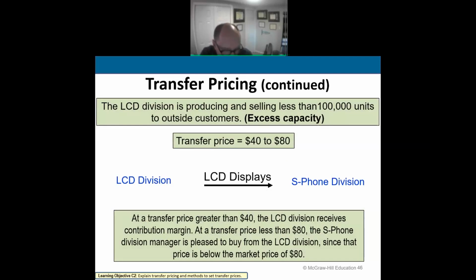When one division produces less than another, the transfer price is typically somewhere in between the total variable cost and the total sales price.